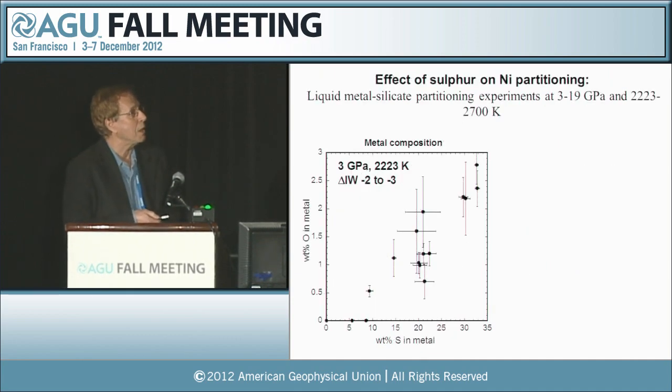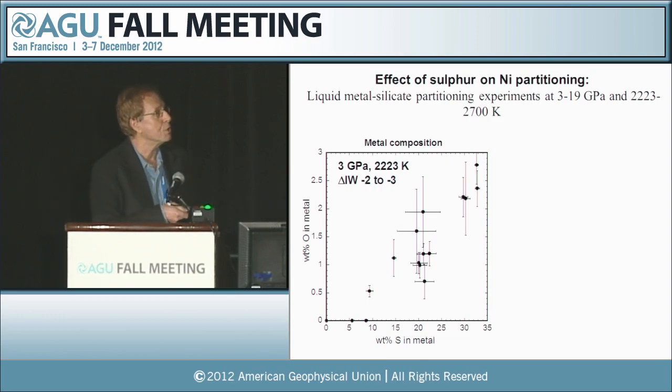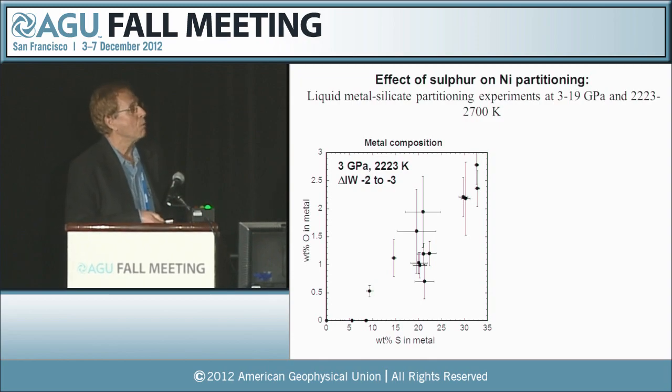Okay, so I'd like now to look at the effect of sulfur on nickel partitioning. So we've done experiments mostly at 3 gigapascals and 2200 Kelvin. We've done a lot of experiments with different sulfur contents, so to look at the composition effect. And the first thing to note is that we have sulfur contents in the metal up to almost 35 weight%, so this is FeS on the right-hand side here.